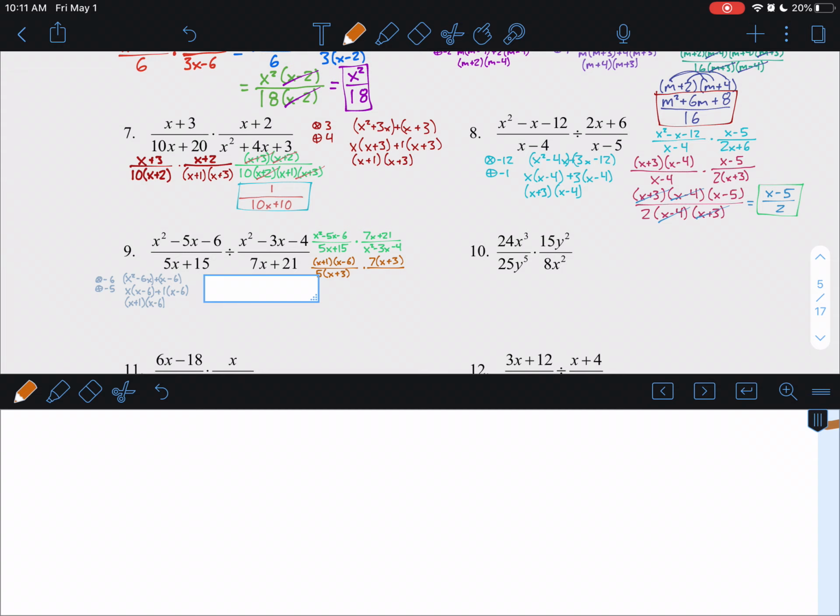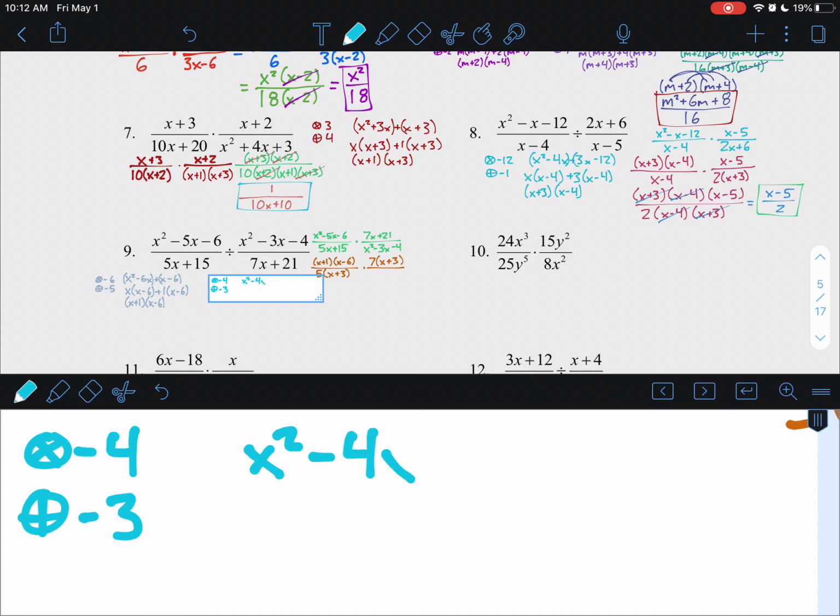So let's come over here to figure this one out. I want two numbers that are going to multiply to be negative 4, but add to be negative 3. And just like with that negative 6 and negative 5, we need to watch out with this one. It's going to be negative 4 and 1. So I got x squared minus 3x minus 4 turns into x squared minus 4x plus 1x minus 4. I did that one on a couple problems ago too. Then I group.